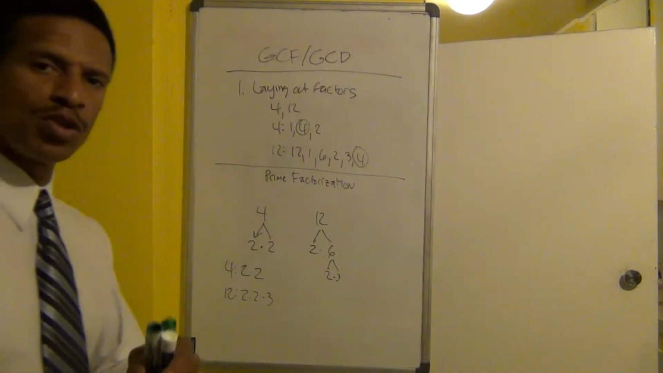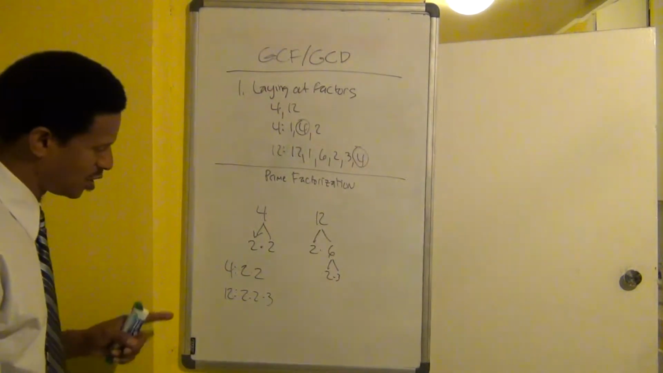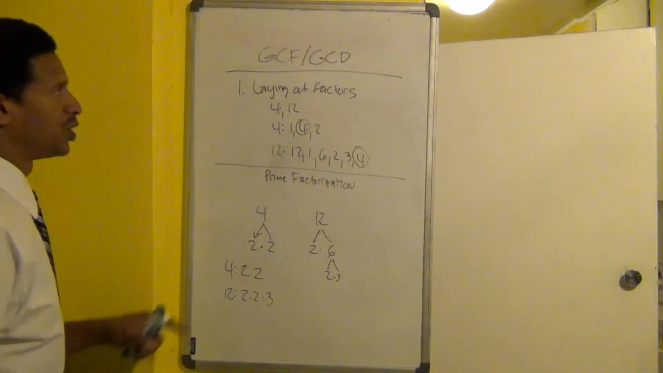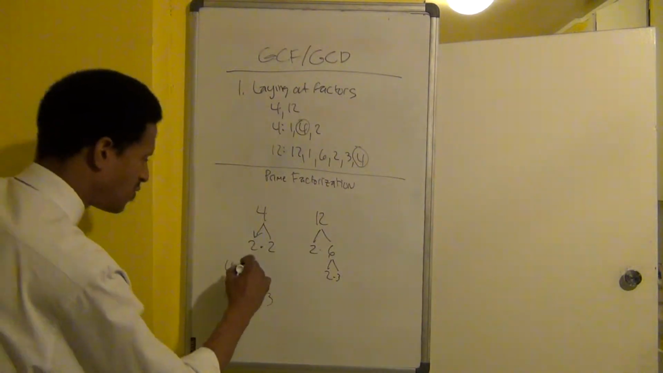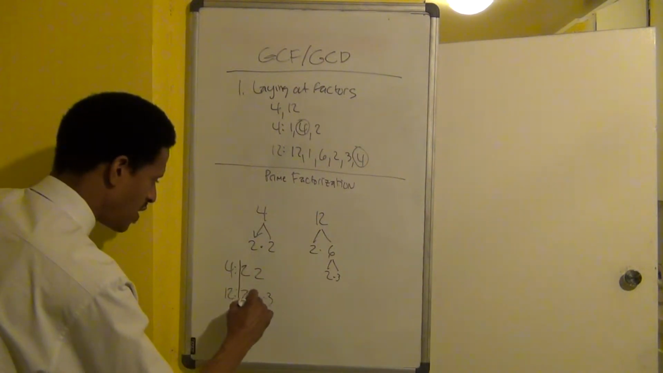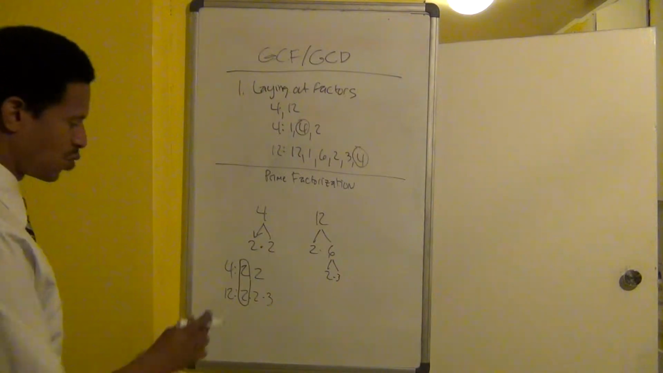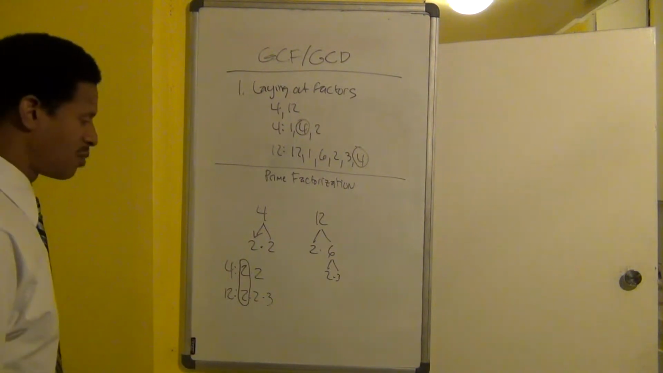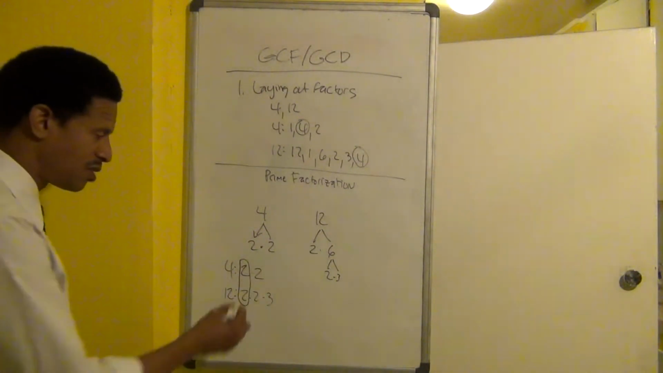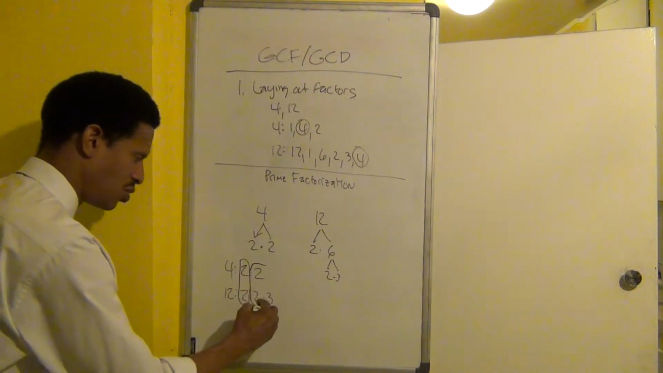The important thing when you use prime factorization, you're trying to figure out what the greatest common factor is. You want to find the prime factors they have in common. So notice the 12 and the 4 have the 2 and 2 in common. What else do they have in common? You got it, the 2 and 2 here.